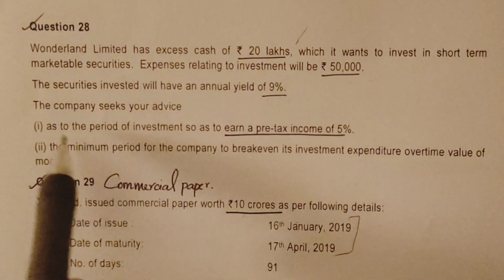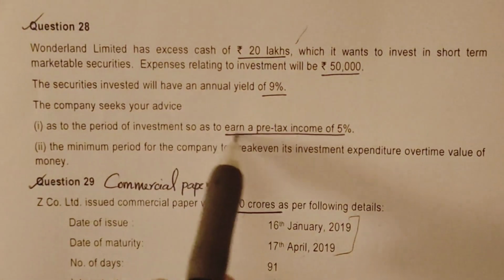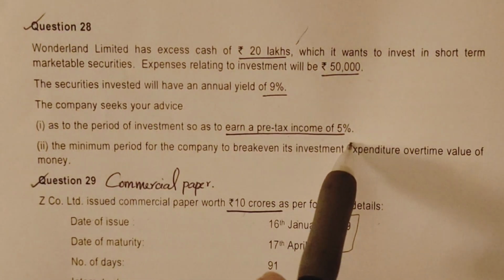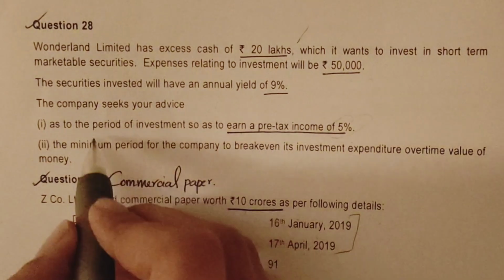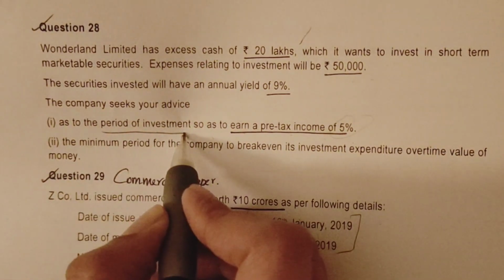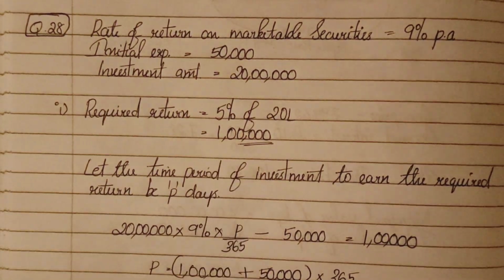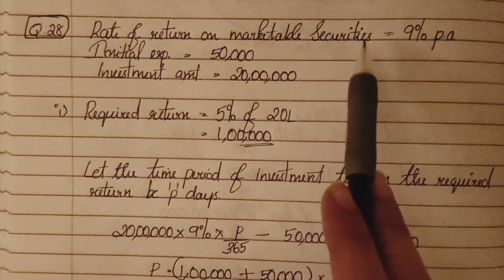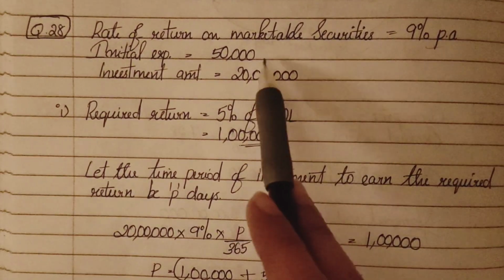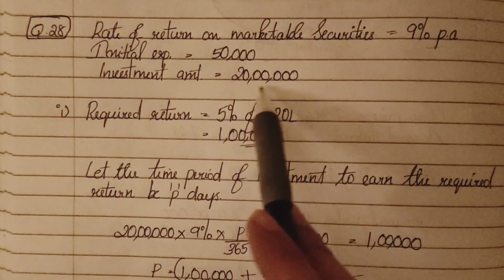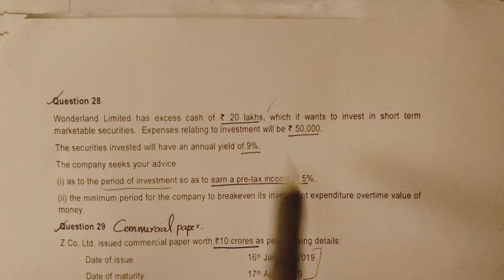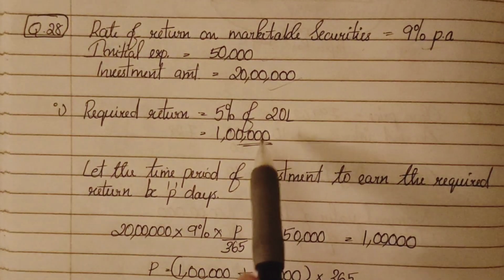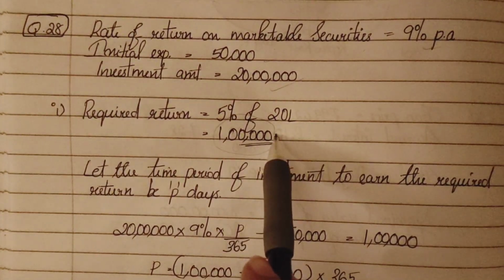The company seeks your advice as to the period of investment so as to earn a pre-tax income of 5%. So 5% pre-tax income കിട്ടണമെങ്കിൽ എത്ര പീരിയഡിലേക്ക് ഇൻവെസ്റ്റ് ചെയ്യണമെന്നാണ് ചോദിച്ചിരിക്കുന്നത്. So current rate of return on marketable security 9%, initial expense 50,000 and initial investment is 20 lakh. So rate of return എത്ര 5% കിട്ടണം. 20 ലാക്കിൻ്റെ 5%, 1 lakh rate of return കിട്ടണം.